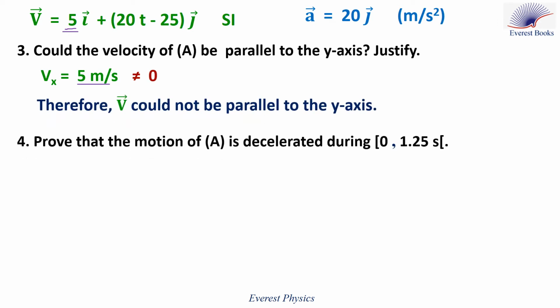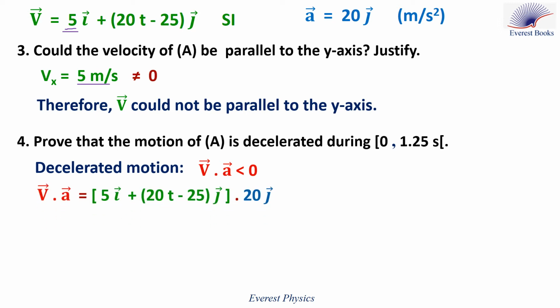Part 4. Prove that the motion of A is decelerated during the time interval 0, 1.25 seconds. A motion is decelerated during a certain time interval if the dot product of the velocity and the acceleration is negative during this time interval. Now, replace v by its expression and a by its expression. Remember that i dot i equals 1, j dot j equals 1, i dot j equals 0.